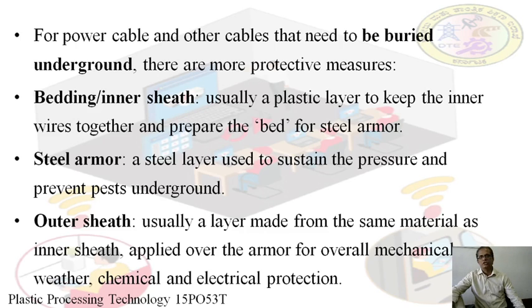Bedding or inner sheet, usually a plastic layer to keep the inner wires together and prepare the bed for steel armor. Steel armor is a very important layer which is made of steel. It is to sustain the pressure and prevent pests underground. Outer sheet is usually a layer made from the same material as the inner sheet, applied over the armor for overall mechanical, weather, chemical and electrical protection.